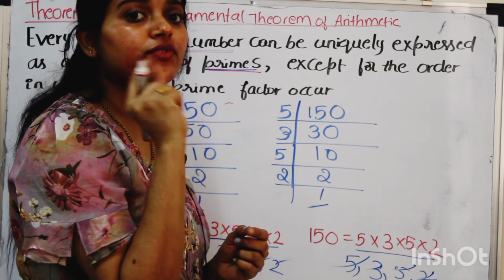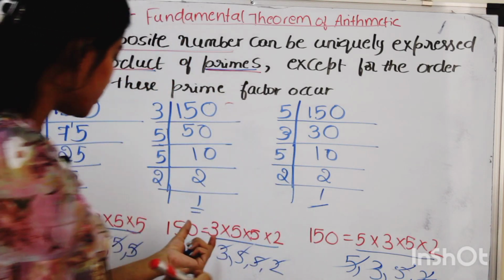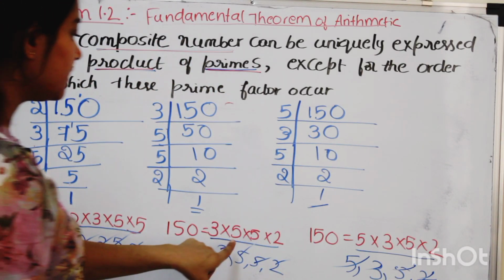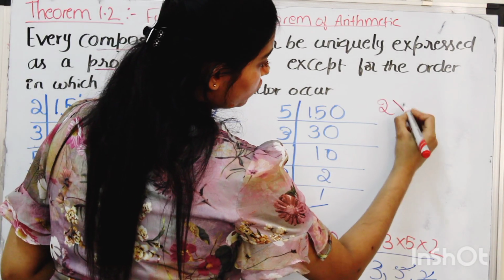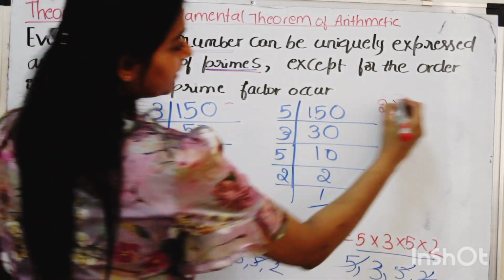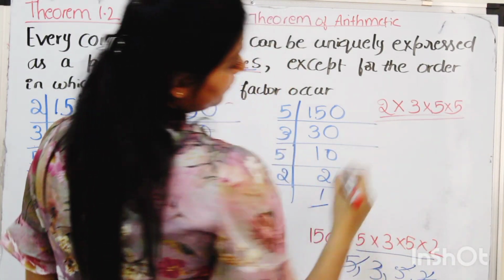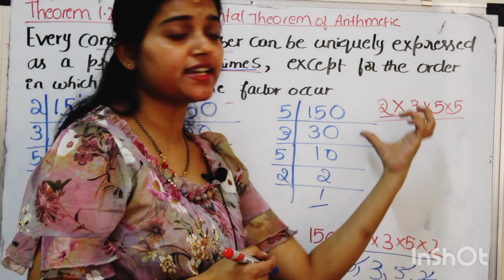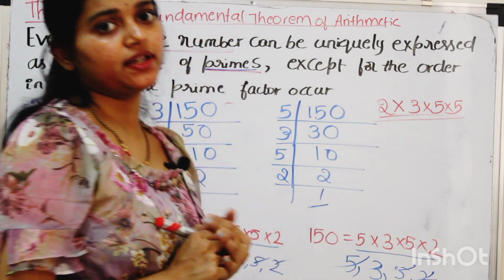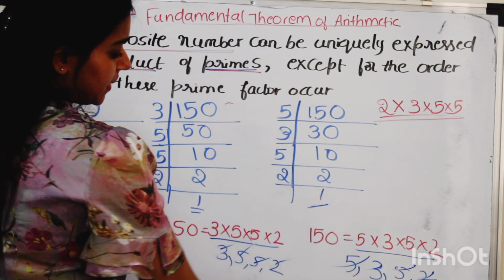You have to write, first you should note the least prime number. So in this, which one is the least prime number? 2 is the least prime number. So first you should write 2, then you should write 3, then you have to write 5 and 5. So this is the way to set it in a standard form. So this is what the fundamental theorem of arithmetic says.